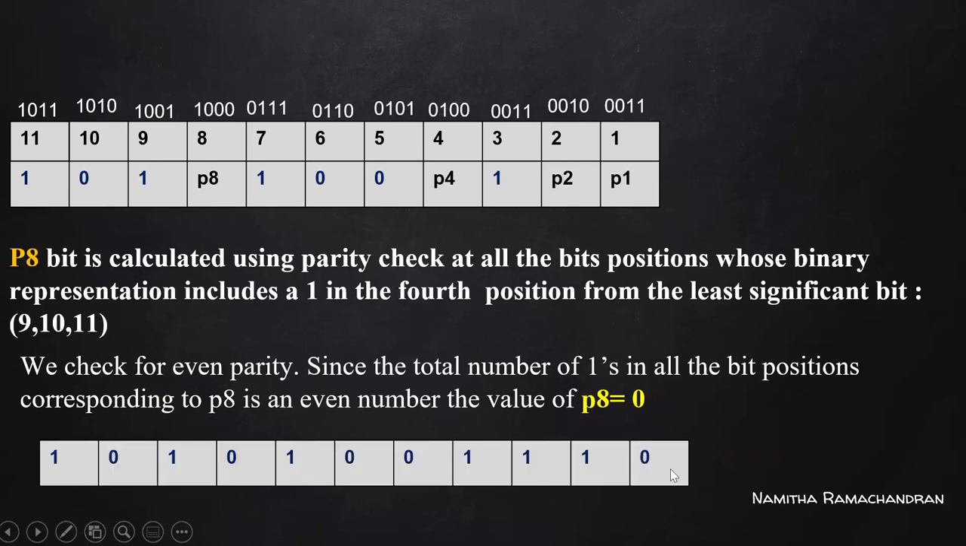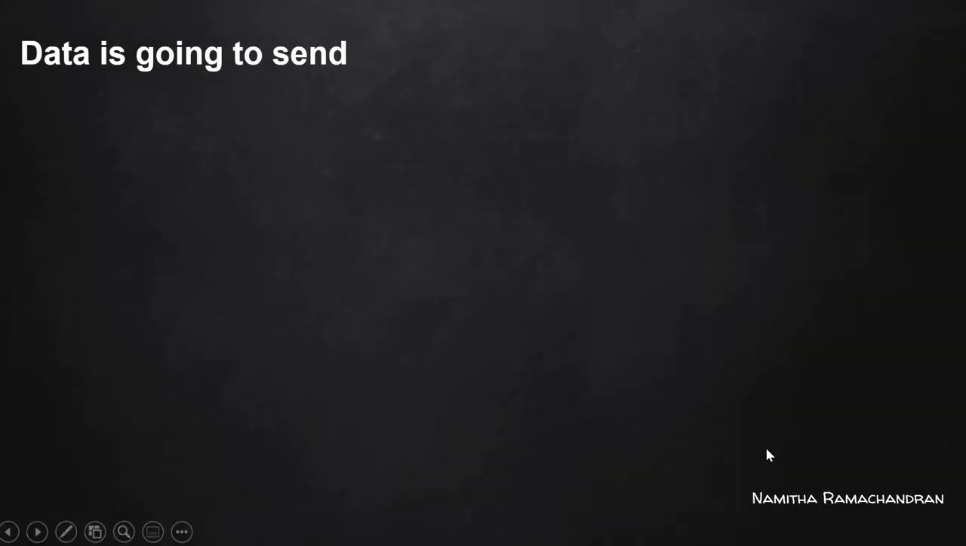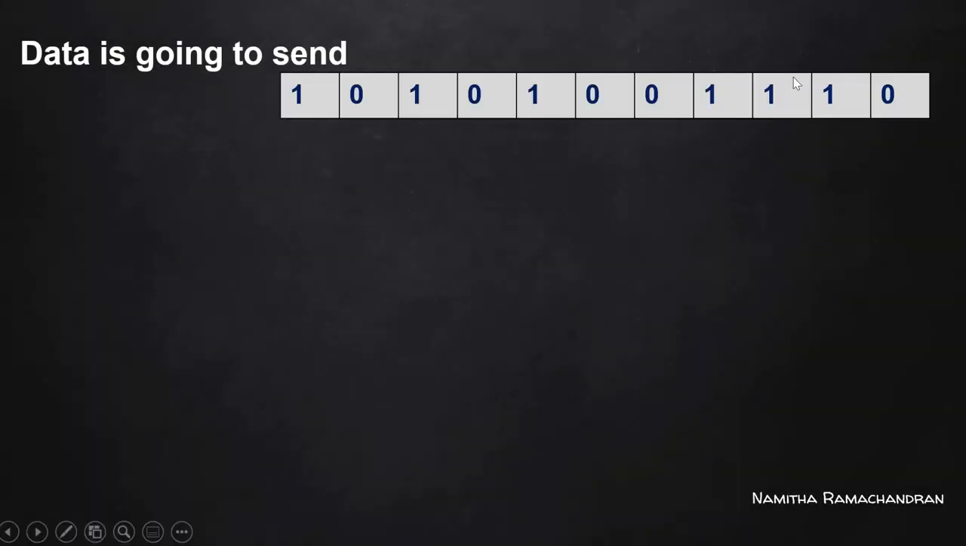So this is the current status of our data to be transmitted. So after setting proper value for 4 redundant bits, now this is the data to be transmitted. Okay, the data is going to be transmitted as this 11-bit information after adding 4 different parity bits.